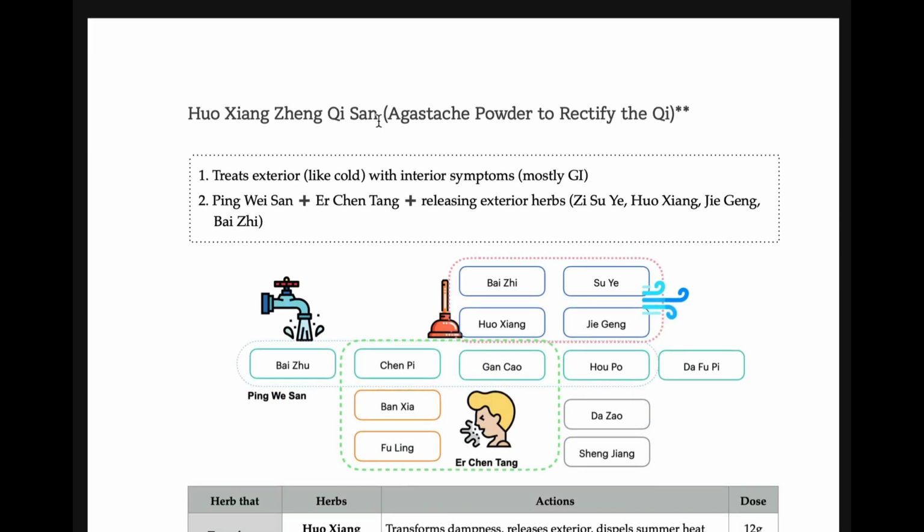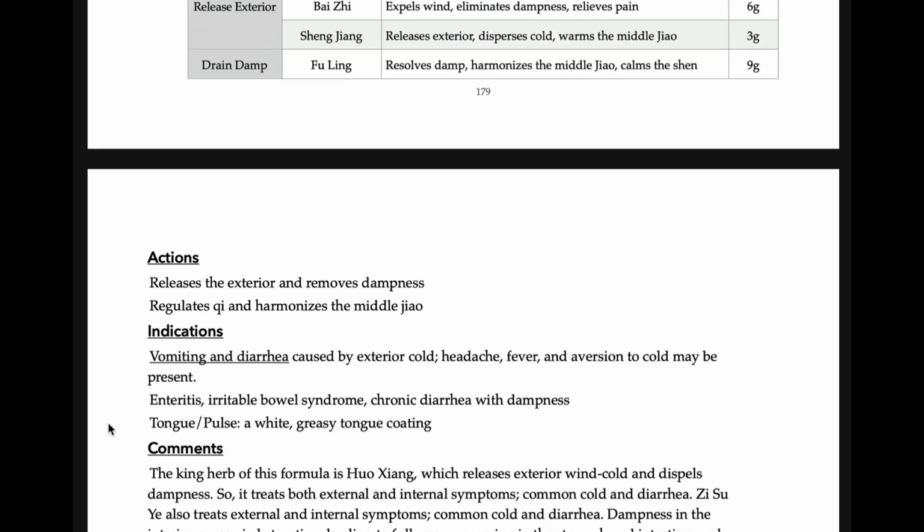And Hoshang Chengchisan is a combination of orchantang and pingweisan, for dampness and phlegm and exterior. What are the keywords? Vomiting and diarrhea simultaneously. We call this Gwangnan. In ancient times, Gwangnan meant vomiting and diarrhea simultaneously with exterior cold signs. So it is like an enteritis, stomach cold. That is Hoshang Chengchisan.